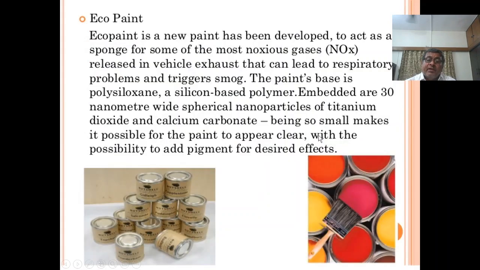Then eco paint. Eco paint is a new paint that has been developed to act as a sponge for some of the most noxious gases such as nitrogen oxide released in the vehicle exhaust that can lead to respiratory problems and trigger asthma. The paint's base is polysiloxane, a silicon-based polymer. Embedded are 30 nanometers wide spherical nanoparticles of titanium dioxide and calcium carbonate. Being so small makes it possible for the paint to appear clear with the possibility to add pigments for desired effects.